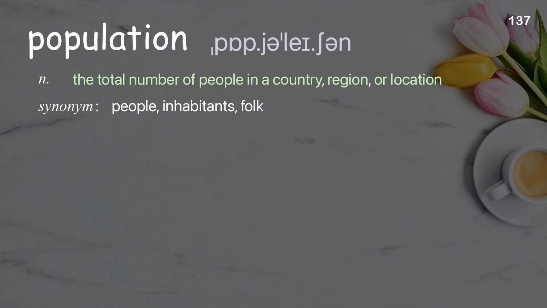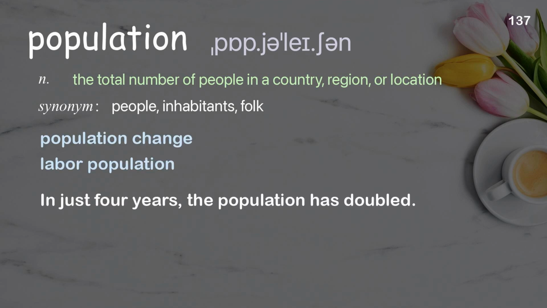Population: the total number of people in a country, region, or location. Examples: population change, labor population. In just 4 years, the population has doubled.